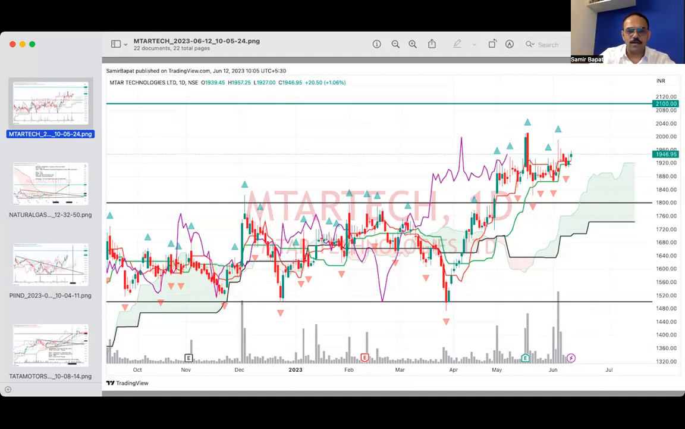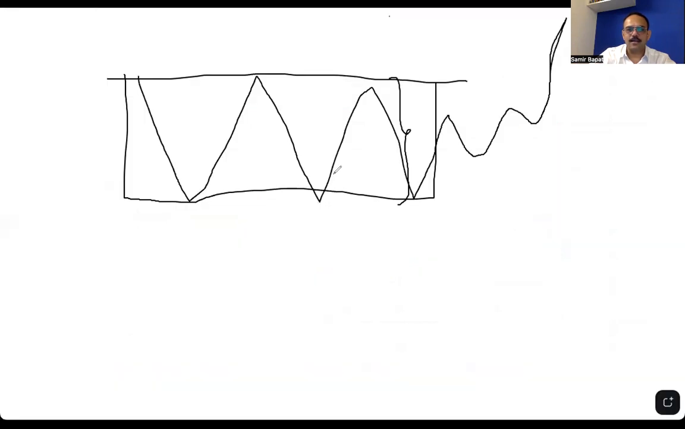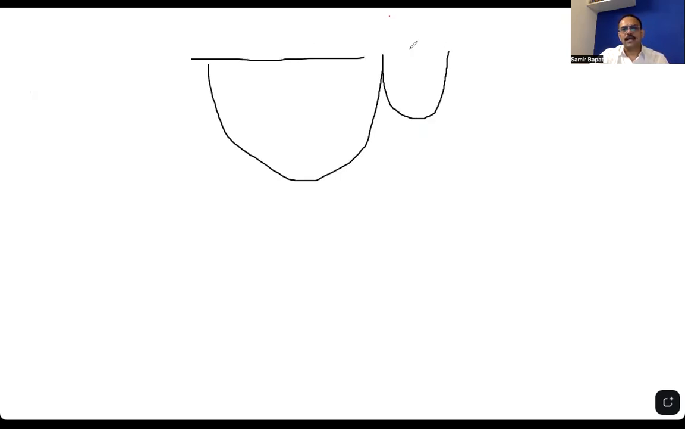Now we come to cup and handle. There is a cup and handle, again something interesting and something which we all can see. Now cup and handle is how the price will go. This is the cup and this is the handle. This is the cup and handle formation. Again, similarity. We should have a nice, beautiful cup formation.